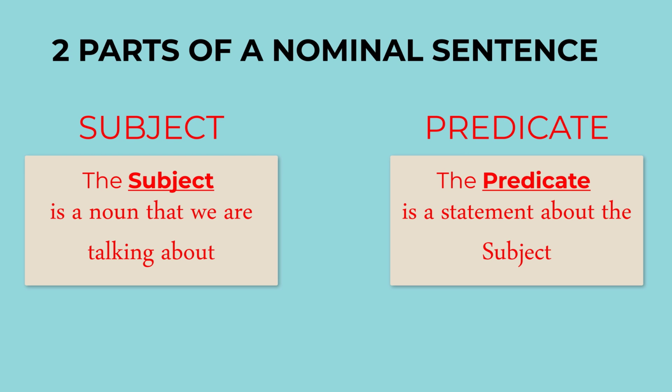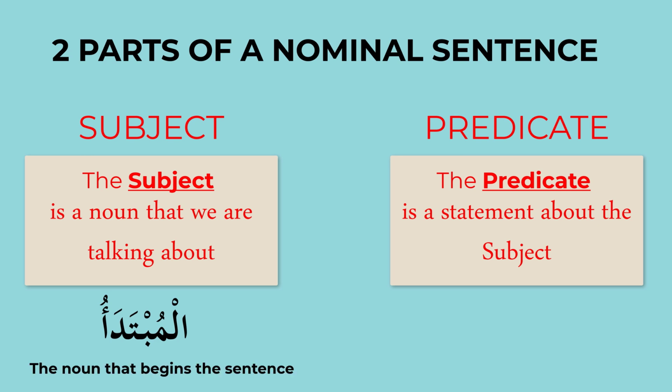Subject in Arabic is called al-mubtada. Or you can simply say mubtada. Those who know Urdu, for them it's very easy, because they use mubtada. Jisse ibtada hoti hai. It's the thing with which you begin something. What is the meaning of mubtada? The thing which begins with. Something that is used to begin something.